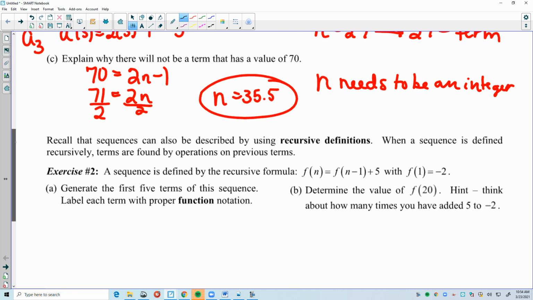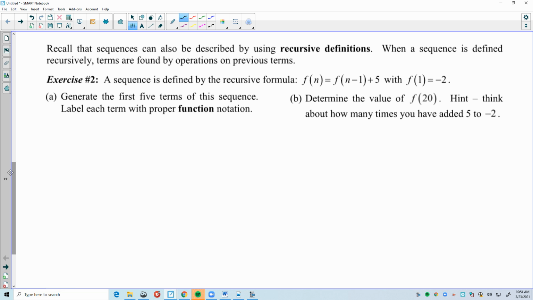Okay, sequences can also be described by using recursive definitions. So a sequence is recursively defined when terms are found by operations on previous terms. Meaning, if I wanted to find the 72nd term, I need to know what the 71st term is in order to solve. Okay, so here's a recursive formula. And anytime you're doing recursive formulas, you always need to know the first term, and that's what they have told us. Okay, so I know my first term is going to be -2.